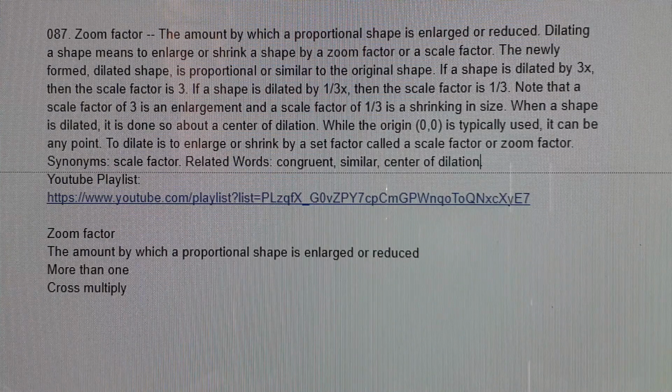To dilate is to enlarge or shrink by a set factor called a scale factor or zoom factor. Synonyms: scale factor. Related words: congruent, similar, center of dilation.